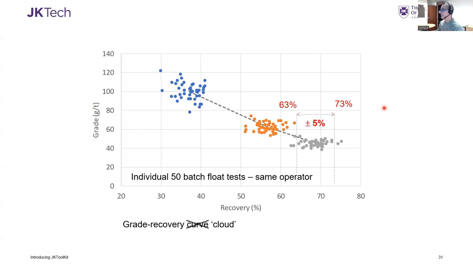Oh, and by the way, if you remember back to that propagation of error that I discussed a few slides ago, here is that plus or minus 5% on recovery. So in this instance, any single recovery will range typically from 63% up to 73%. So that's about a 10% range. And again, this is often not seen because how often do you do 50 repeats of the same test?